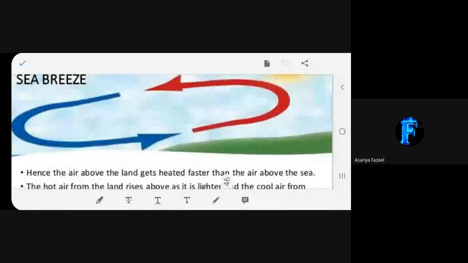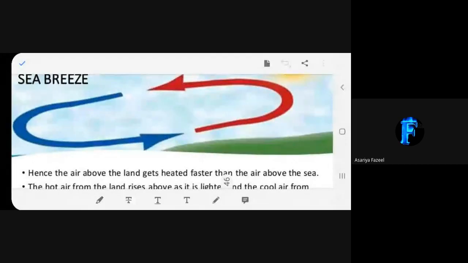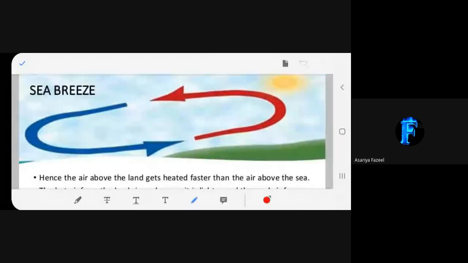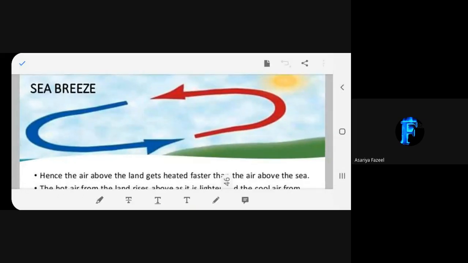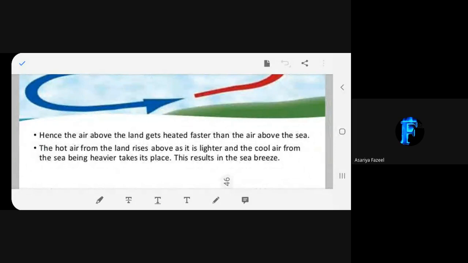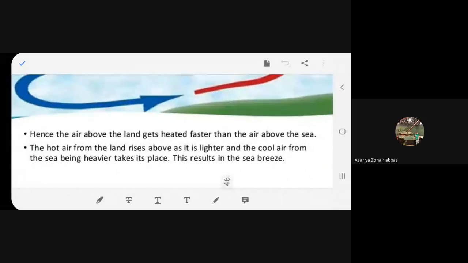Now, diagrammatically we'll see the series. What happens? You can see from the land it is moving towards the sea, and from the sea it is moving towards the land. Right, Peter? It's during the daytime. Read. Hence the air above the land gets heated after then the air above the sea. Read properly. Read again. Hence the air above the land gets heated faster than the air above the sea.